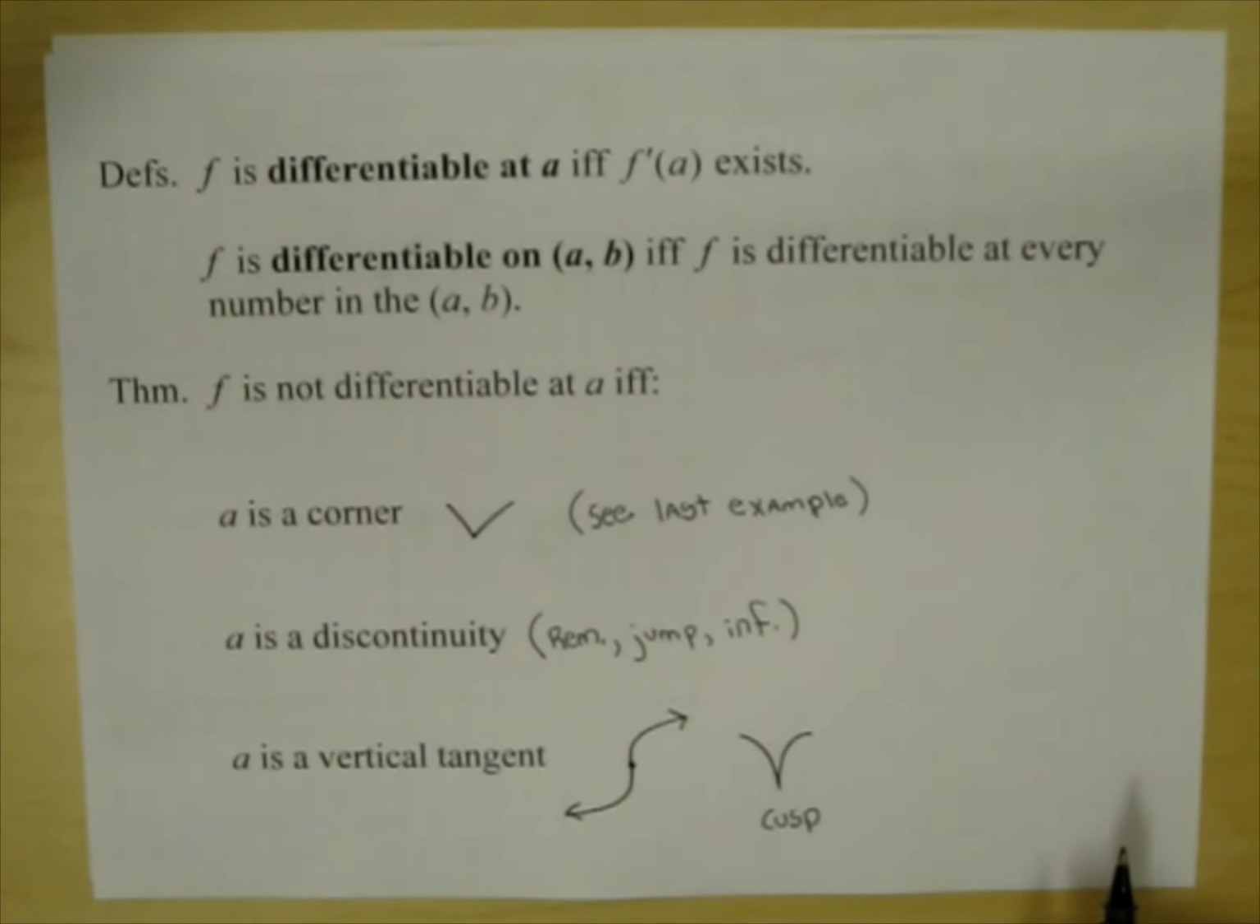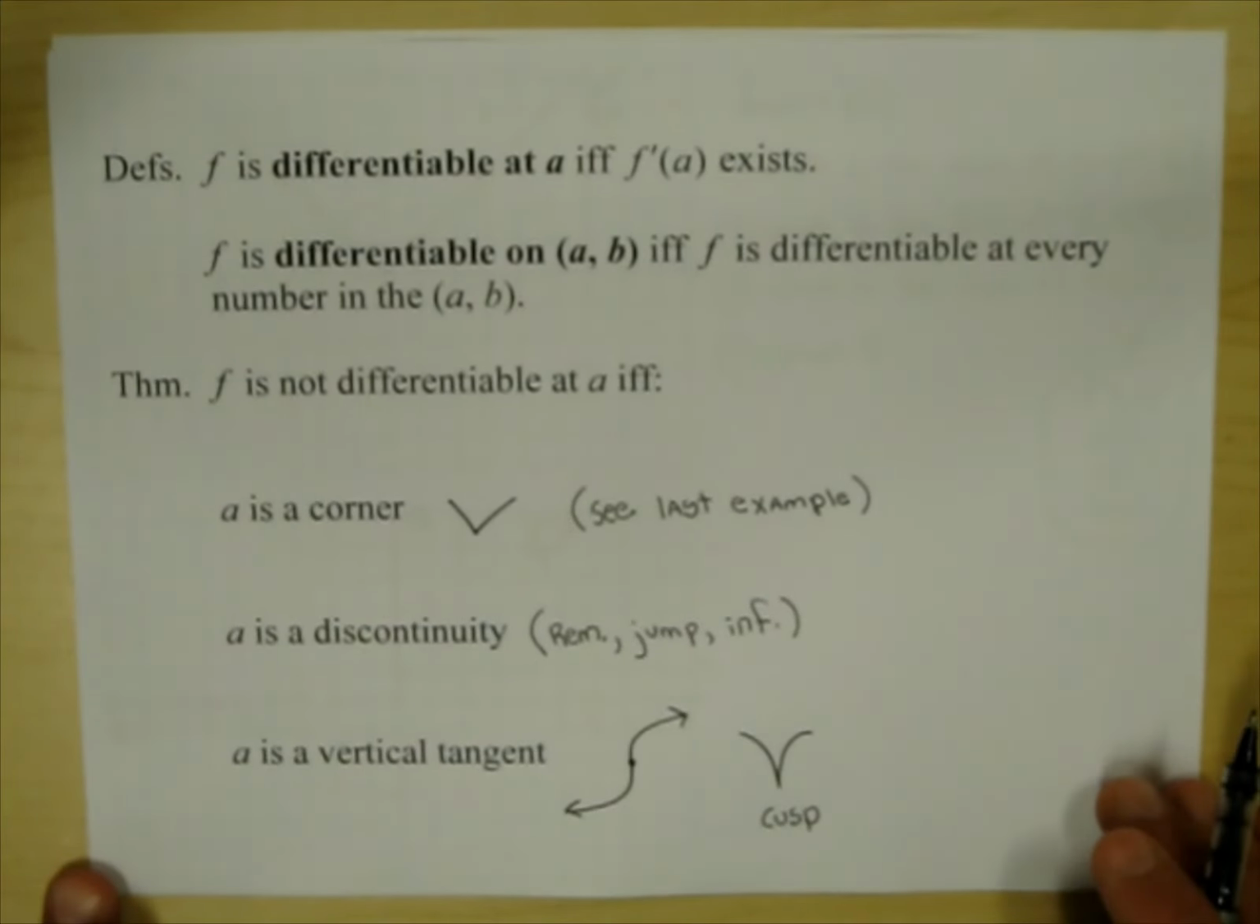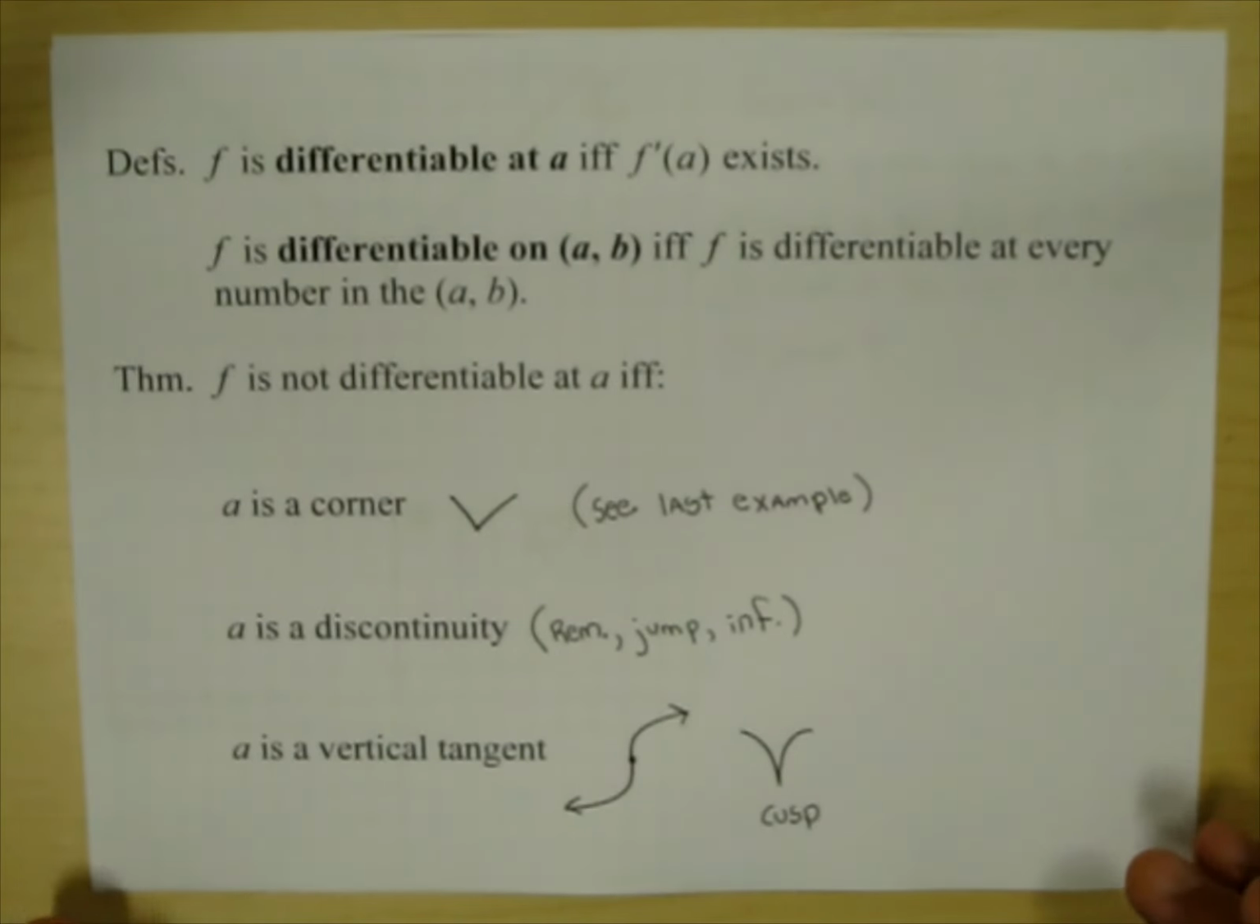Now, we can talk about endpoints. And is a graph differentiable at an endpoint? Like y equals square root of x. Is the graph differentiable at x equals 0? We're not going to worry about differentiability of endpoints in this class. Okay? We can get more into advanced calculus, but I think this is going to be enough.